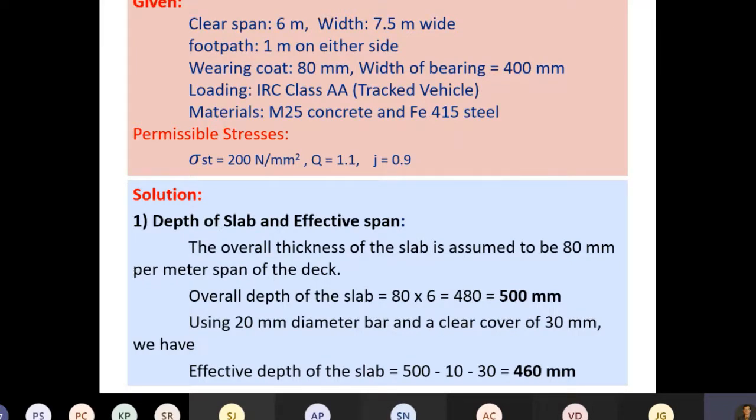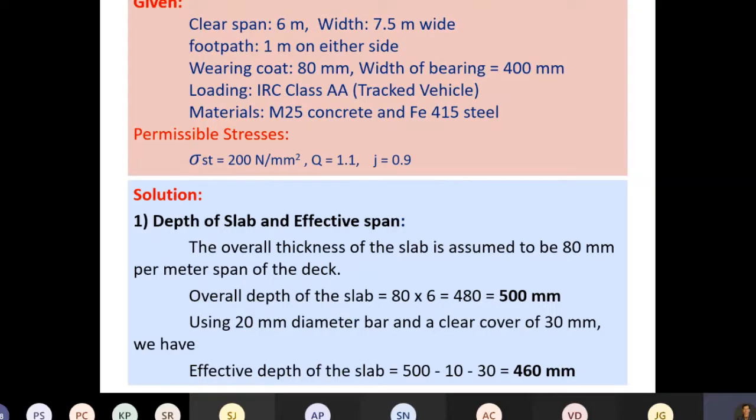We can assume the permissible stress sigma st as 200 Newton per mm square, Q required for depth calculation 1.1, j is 0.9. These permissible stresses we can assume, or we can calculate by using working stress method formulas. So let us go towards the solution. First of all, we have to find the depth of the slab and effective span required for the bridge. The overall thickness of the slab is assumed to be 80 mm per meter span of the deck. We can assume the thickness of the slab as 80 mm per meter length.